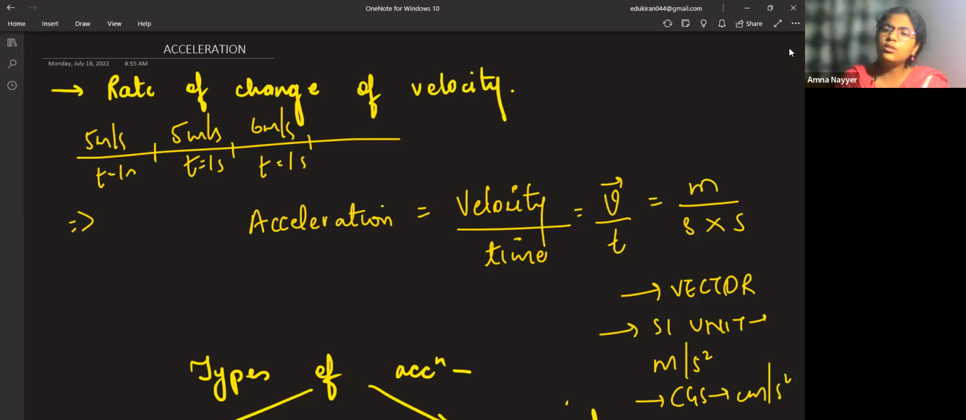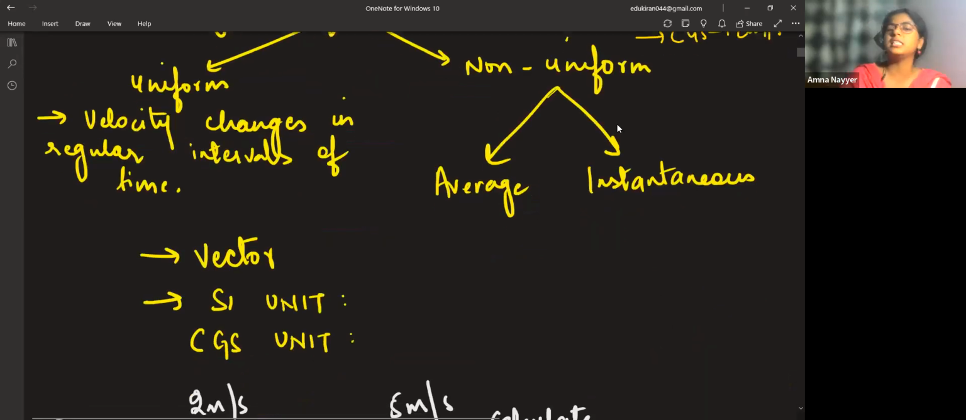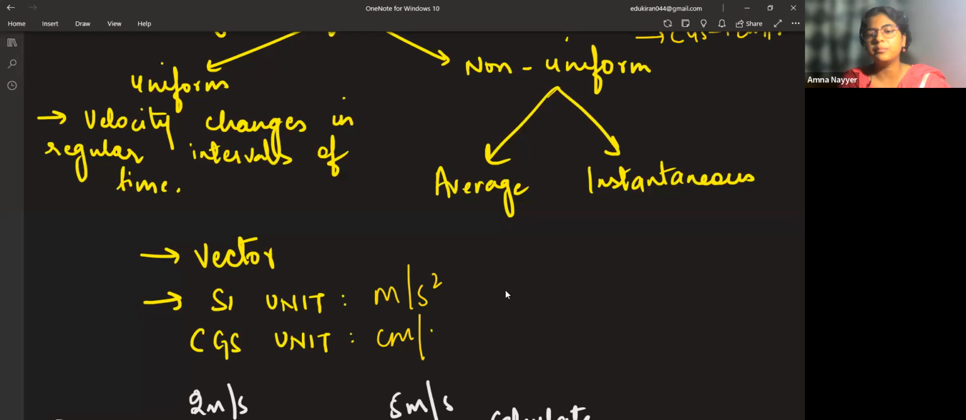Now, acceleration is also of two types, uniform and non-uniform. In non-uniform, you have average and instantaneous. Same thing, this repeats in this lesson. Okay, so SI unit is meter per second square. CGS unit is centimeter per second square.